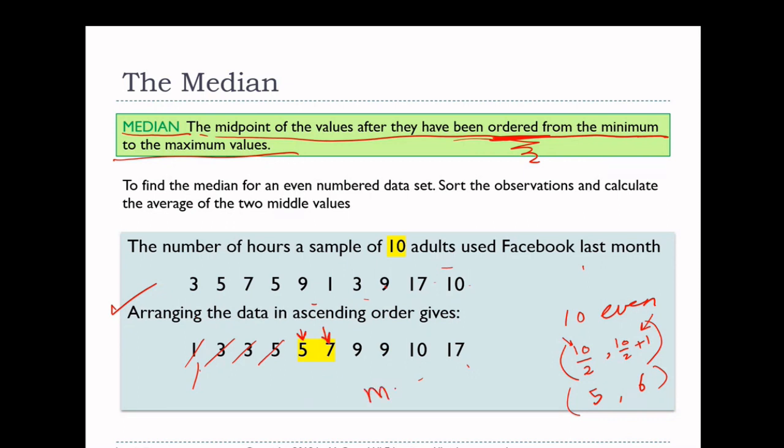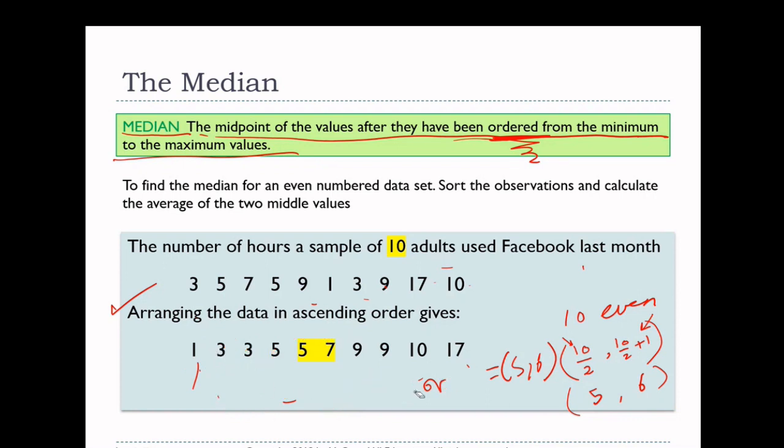So the median order equals number 5 and 6. What's the median as a value here? The median equals 5 plus 7 divided by 2, the average of these two values. 5 plus 7 is 12, divided by 2 is 6. So the median is 6.